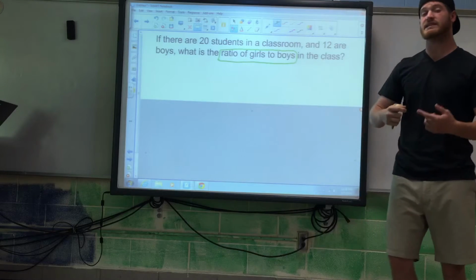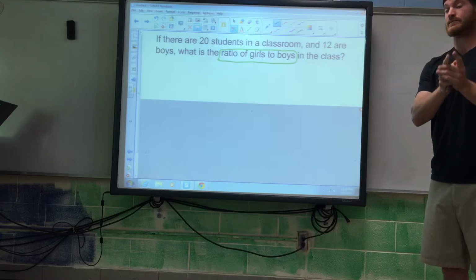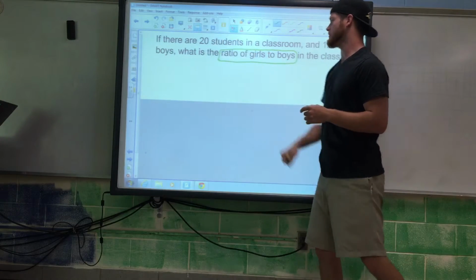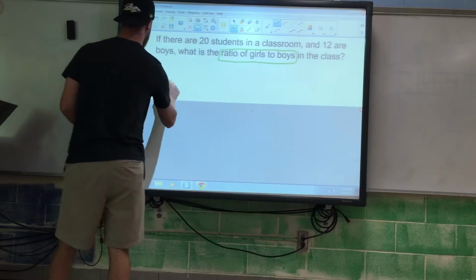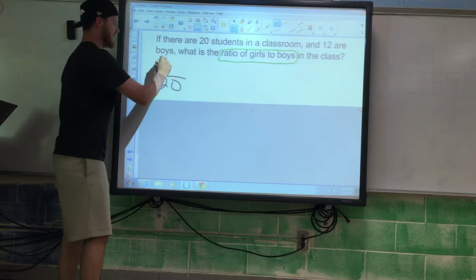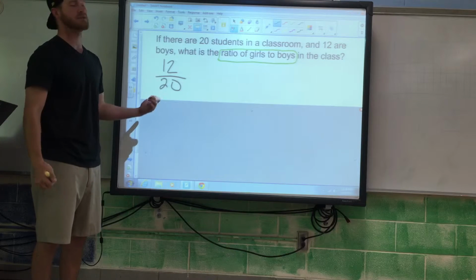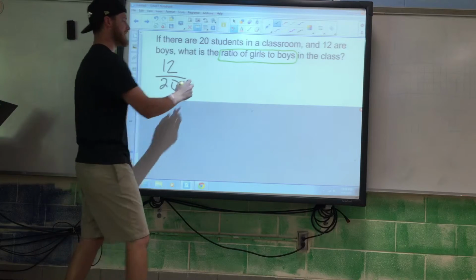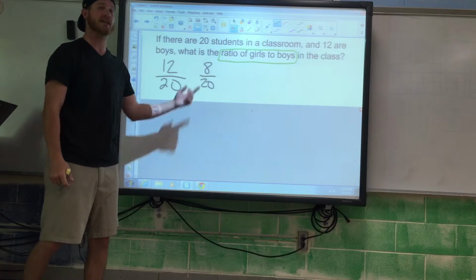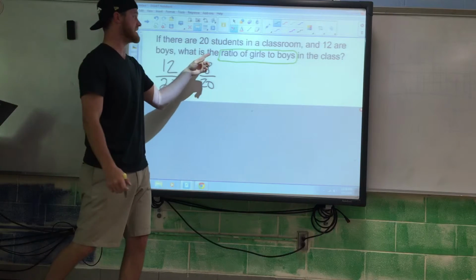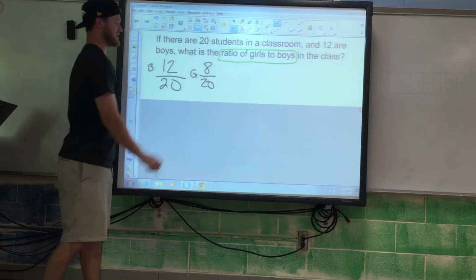Now ask yourself, does this problem directly tell you how many girls there are in this class? The answer is no. But it tells you how many total students there are and how many boys there are. Well, if you have 20 total students and 12 are boys, 20 minus 12 is 8. That means there's got to be 8 out of 20 girls. Out of the 20 total students, there's got to be 8 girls. Now again, it's asking ratio of girls to boys. This represents our boys, this represents our girls.